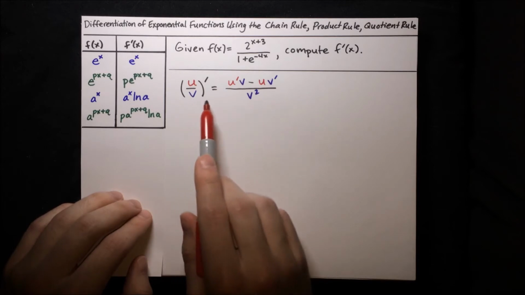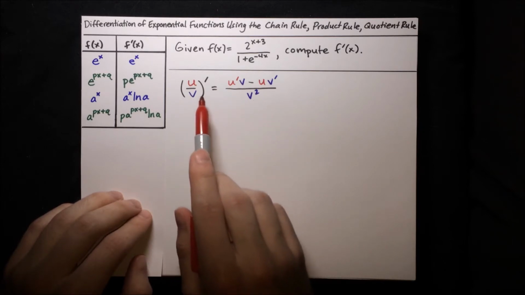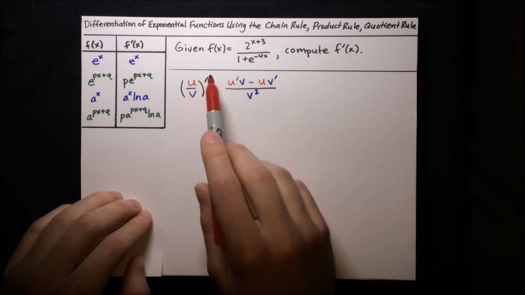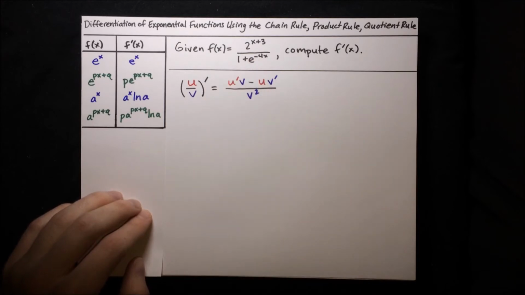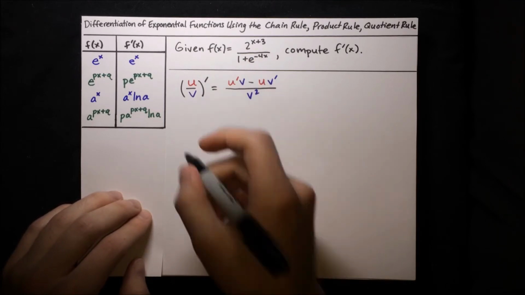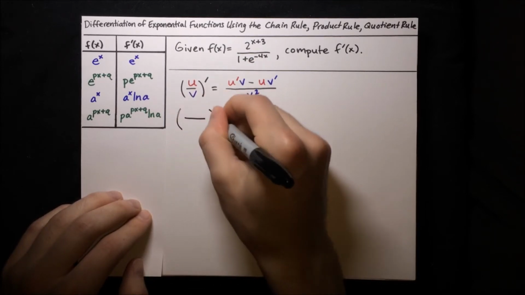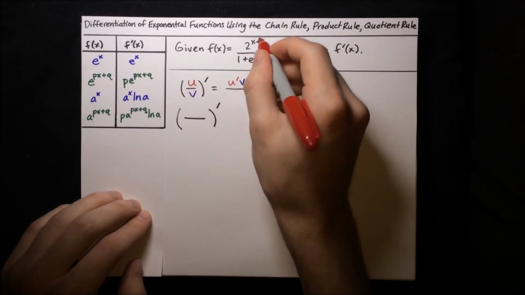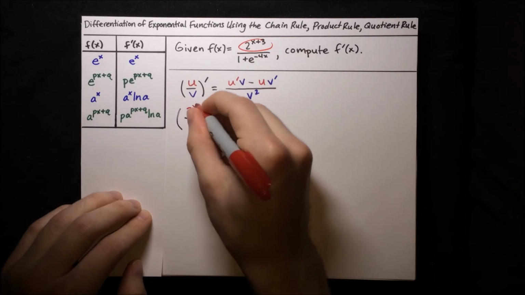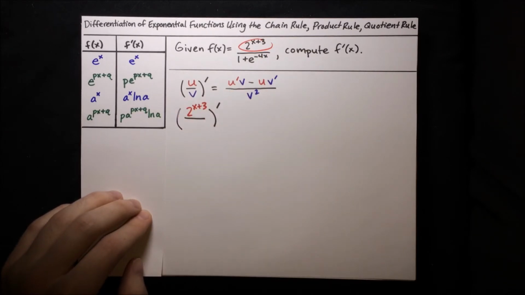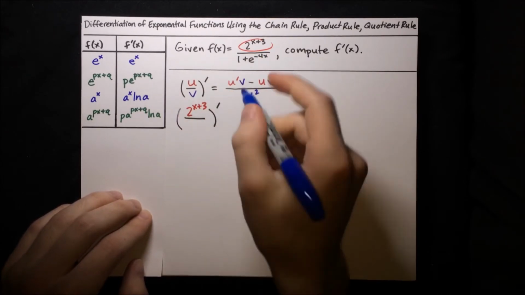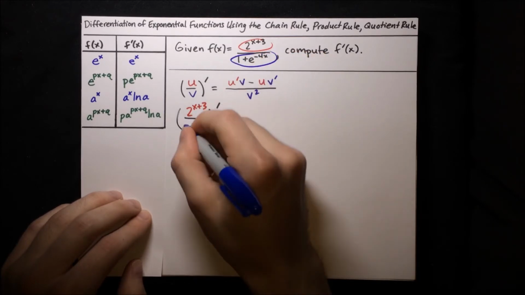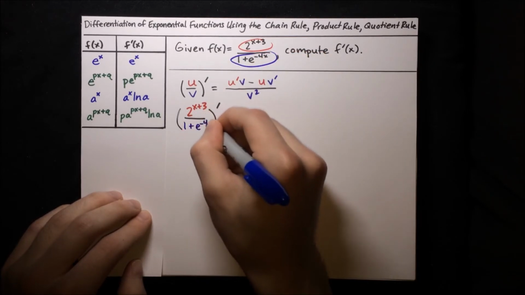So here's the template for the quotient rule, and let's go ahead and fill that in by matching u and v with our actual function. So first of all, u. What is u? Well, u is the numerator here, so u is just 2 to the x plus 3. And then how about v? v is just the denominator. v is 1 plus e to the negative 4x.